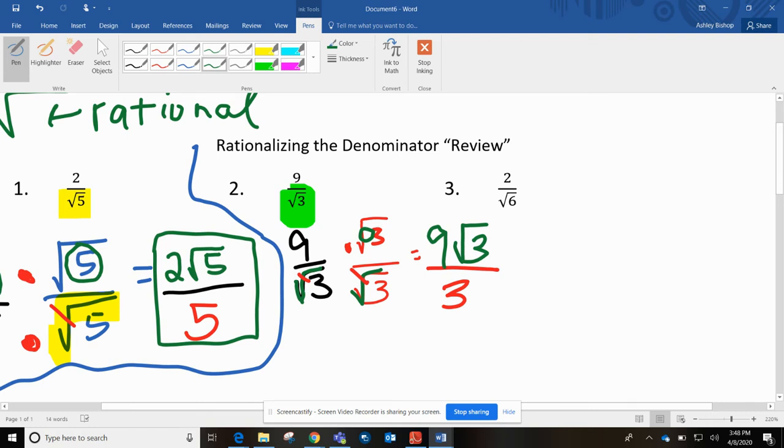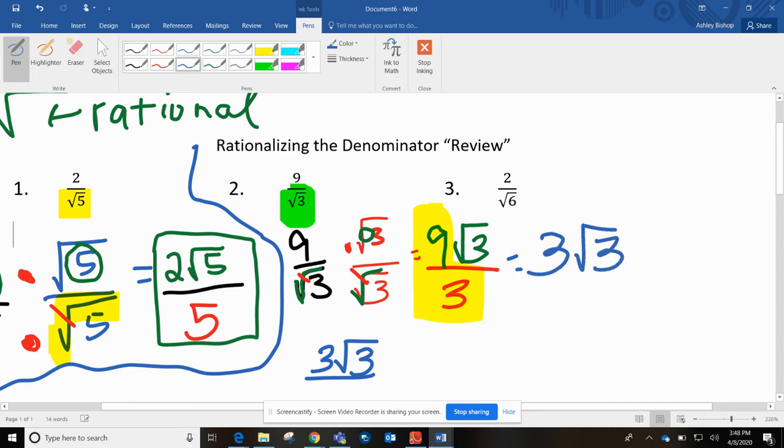And then one last thing is you always want to ask yourself, can you simplify the numbers that are on the outside? Can I simplify 9 divided by 3? So in your calculator, you can use your phone, the calculator on your computer. Ask yourself, what is 9 divided by 3? And 9 divided by 3 is 3. So I'm going to keep the 3 on the top, and then the 3 on the bottom goes away. So 9 divided by 3 is equal to 3 times the square root of 3. And that is my answer.